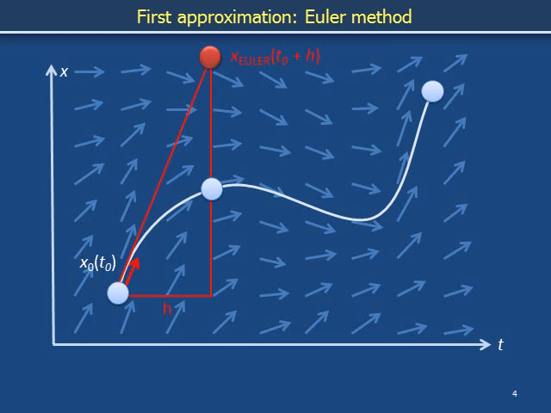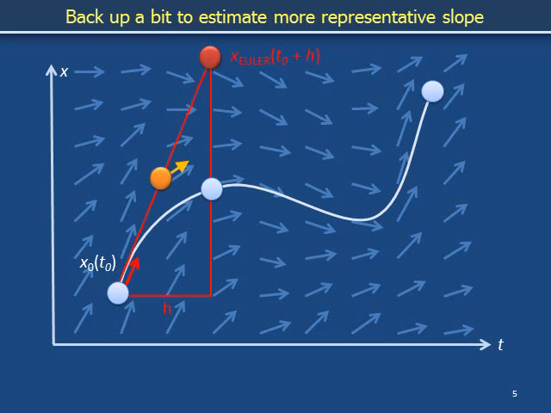The right triangle is about 2 times too tall. We can refine the calculation by moving back halfway between the red circle and the initial condition and drawing a quiver to indicate the slope associated with this intermediate location. Copy and paste the quiver to the initial point. Use the yellow slope to draw a right triangle that provides a more accurate second-order estimate of the state x at time t0 plus h.